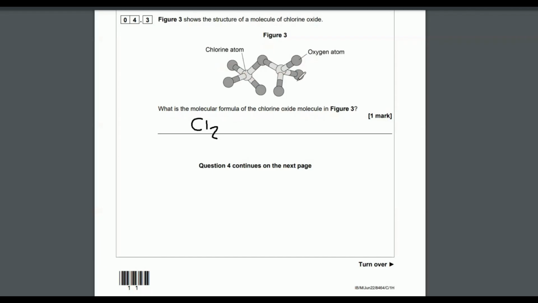And then how many oxygen atoms are there? 1, 2, 3, 4, 5, 6, 7. So we're looking at Cl2O7, and that's the molecular formula. And that will get you a mark. The molecular formula shows you the exact number of each element found within a compound or molecule.